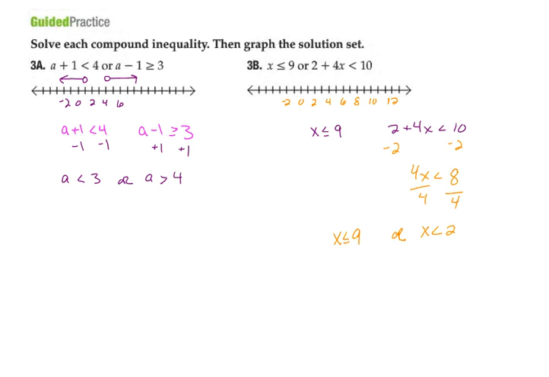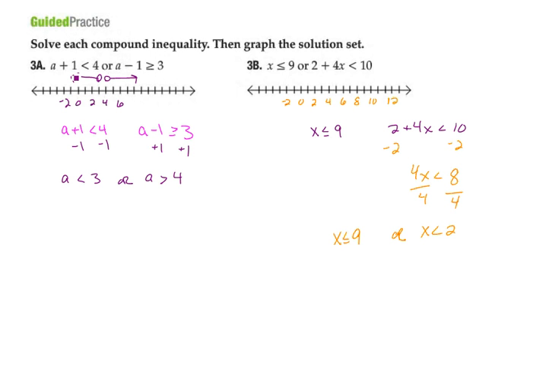Okay, 3a is a pretty straightforward or compound inequality that I do like, and these again are going to be 90% of the type of graphs that you are going to see with or statements. We have a is less than 3 or a is greater than 4. So looking at how we graph this, you're going to see that your graphs are going to be going opposite directions.